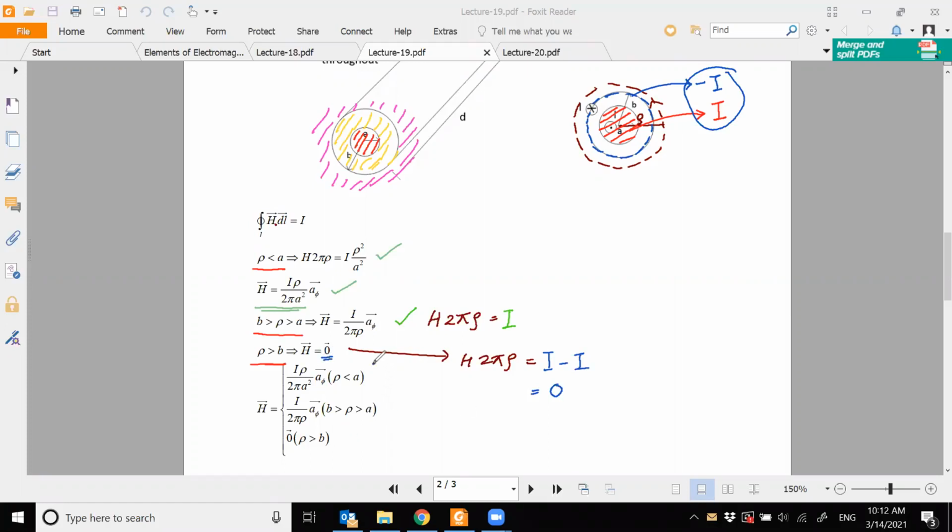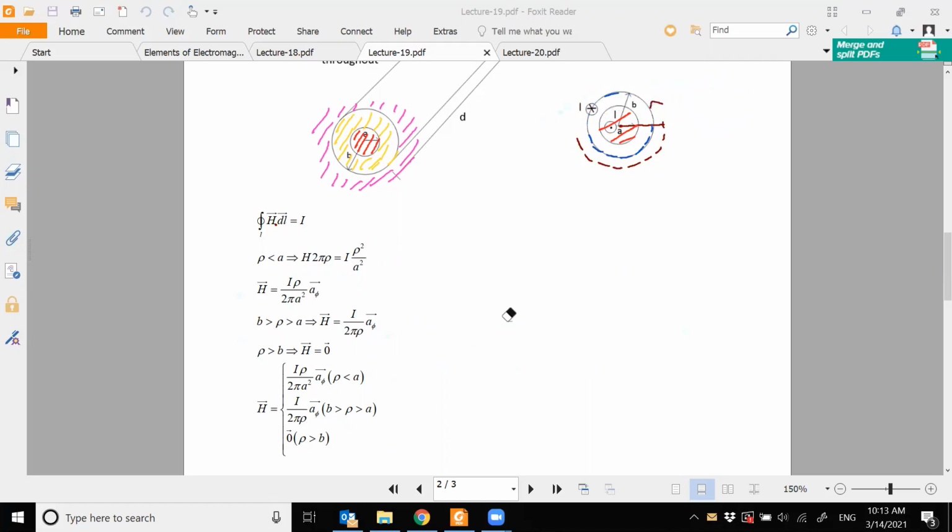So therefore, your magnetic field exists inside the center wire of non-negligible thickness and also in this region. That means you have the magnetic field in this red region and yellow region. So if you have the magnetic field in the red region and the yellow region, then your self-inductance, or your magnetic energy, will be stored in these two regions, the red region and yellow region.